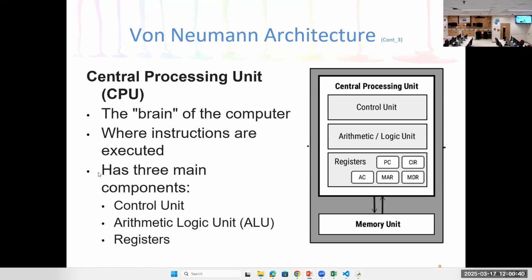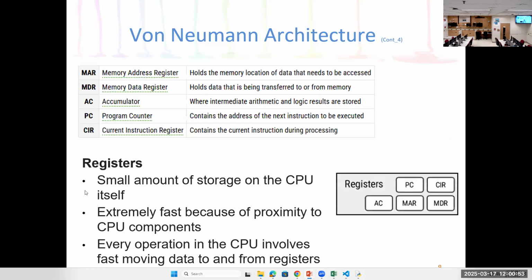The first one, the control unit. The second one, the arithmetic logic unit. And the third one, the register. Now we go one by one. What is the control unit? What is the arithmetic logic unit? And what is the register here? So the first thing, the register.